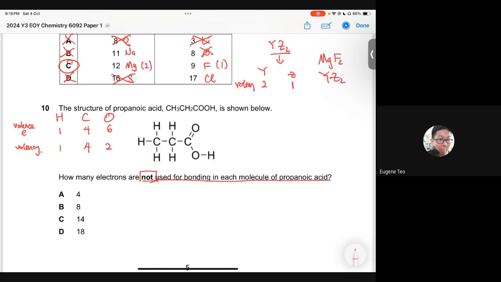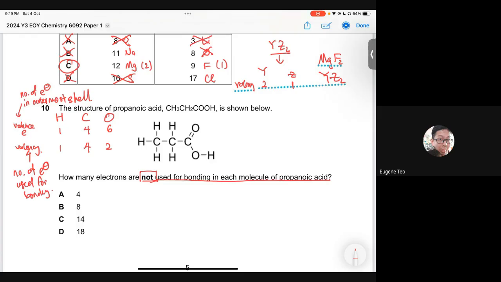Now, why are these numbers important? Because valence electrons is the number of electrons in the outermost shell. Okay? Valency is the number of electrons used for bonding. So if I look at all of this, they all have bonded properly.